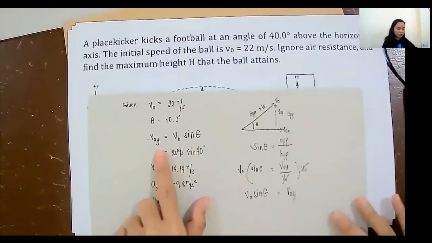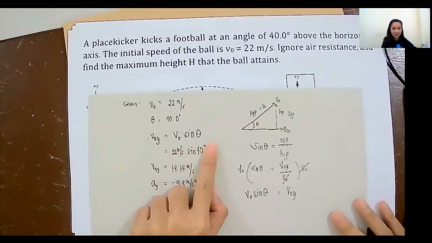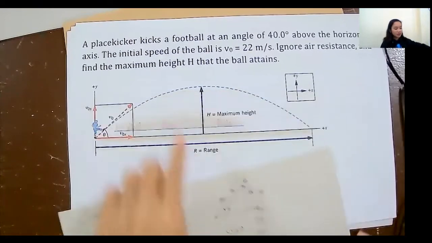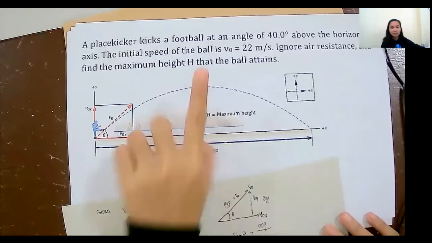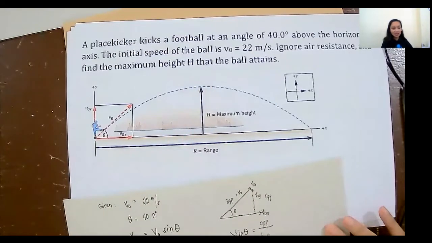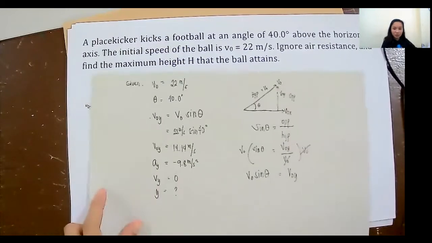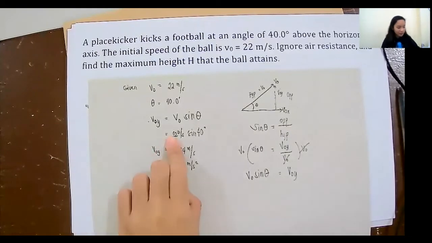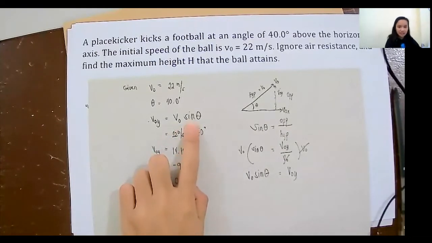So we have your V0y is equal to V0 sine theta. Now, bakit y? It is because we are looking for the maximum height. Now, maximum height is at your y-axis. So that is why we are going to use data from your y component. Okay, so here we have V0 sine theta.